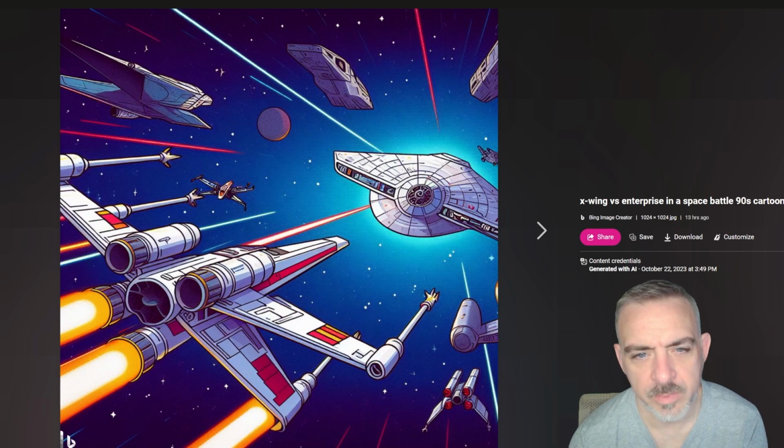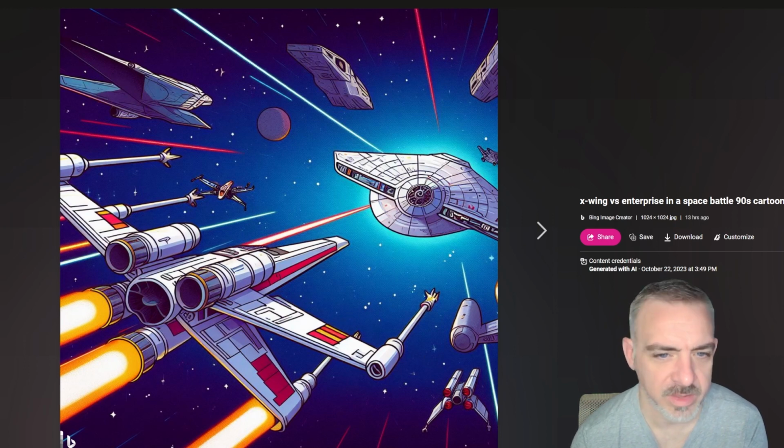Yeah, that's not really an Enterprise. This is sort of an X-Wing, but it's sort of missing the wing over here, so it's really not an X-Wing. But it got the art style, it got the color and everything else right.